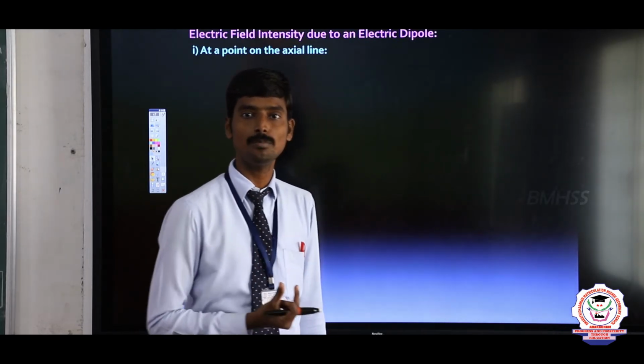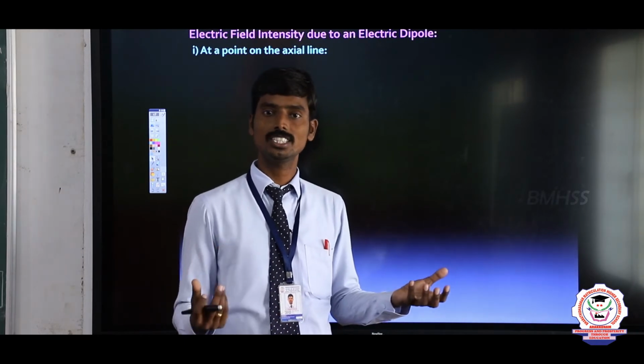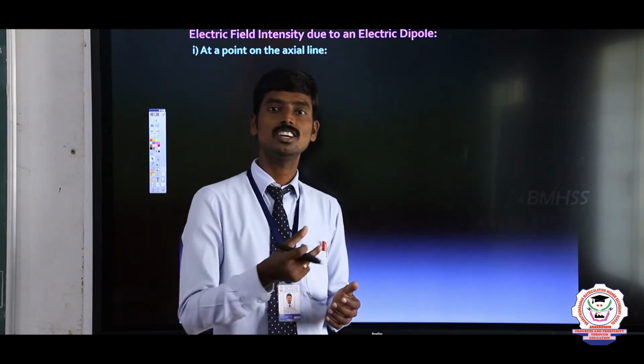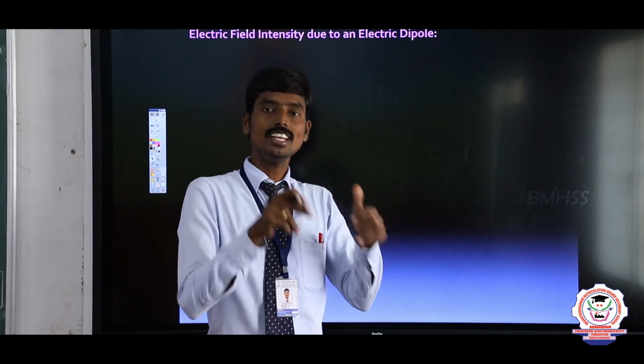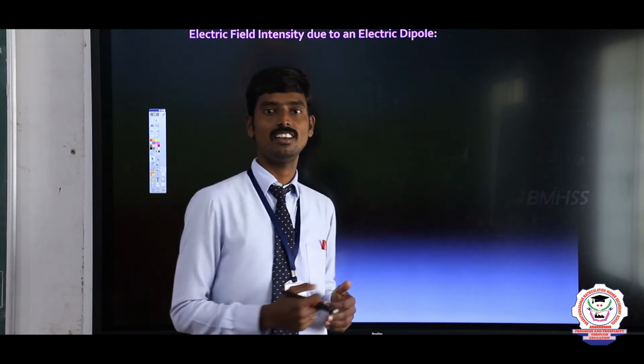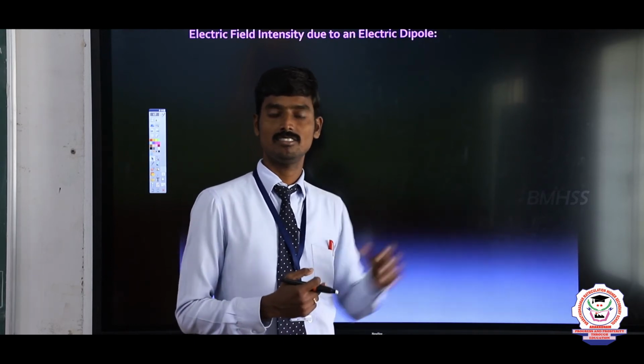What is the meaning of electric dipole? Let us consider two point charges, plus q and minus q, separated by a small distance, which constitute an electric dipole. In this electric dipole, each charge produces an electric field at any point on the axial line.